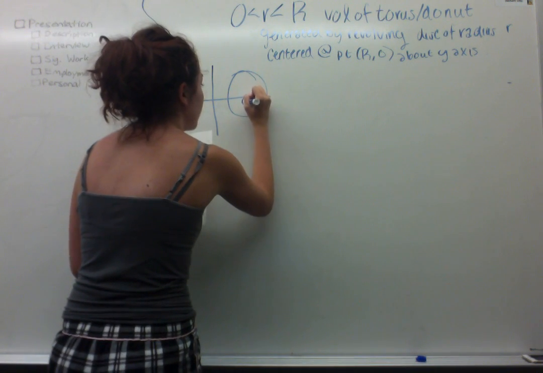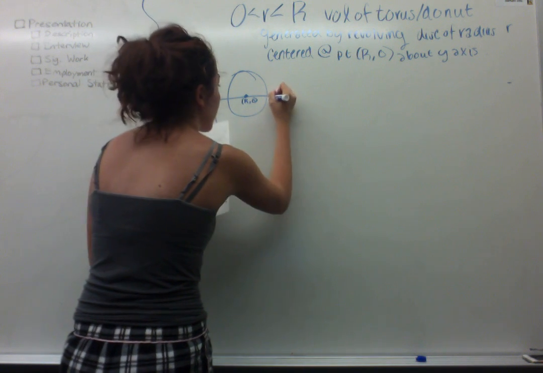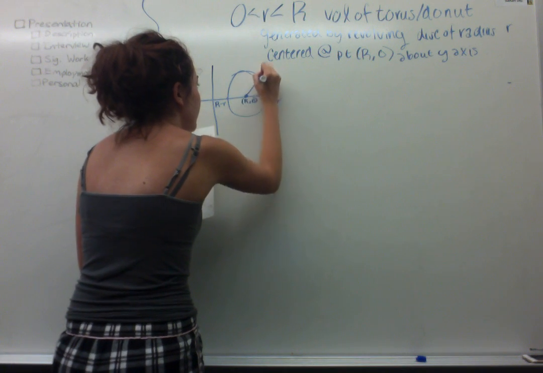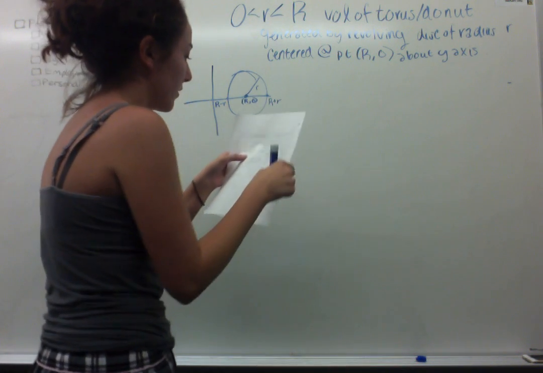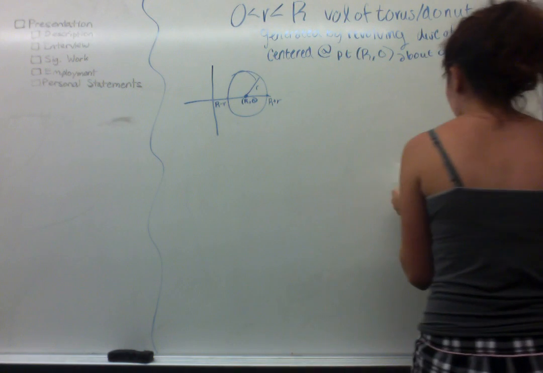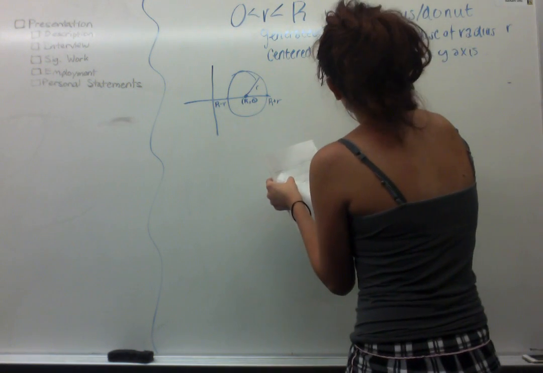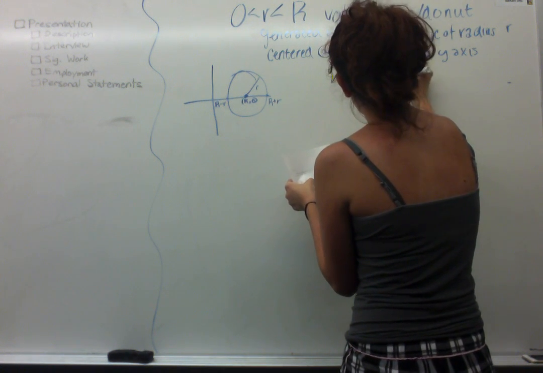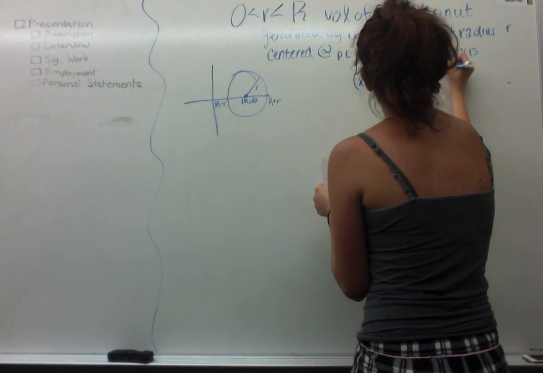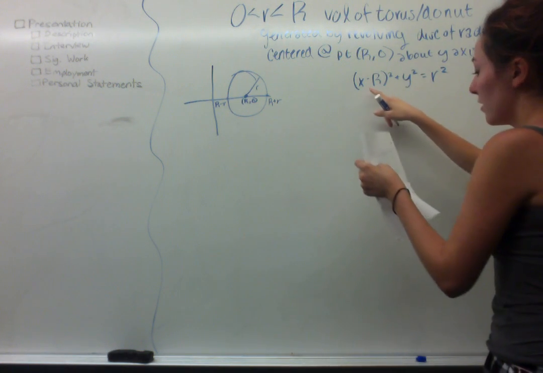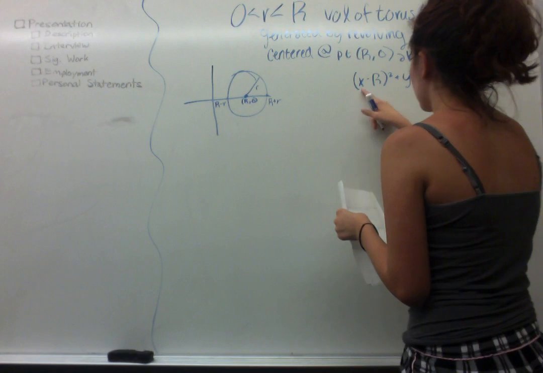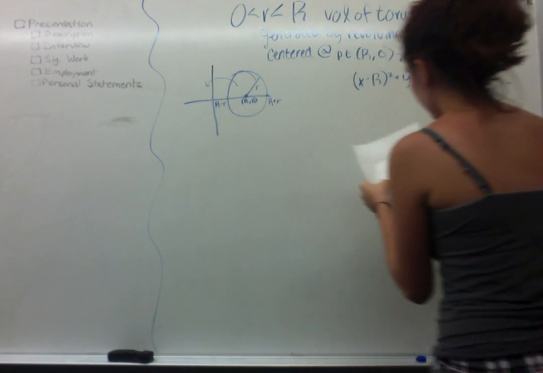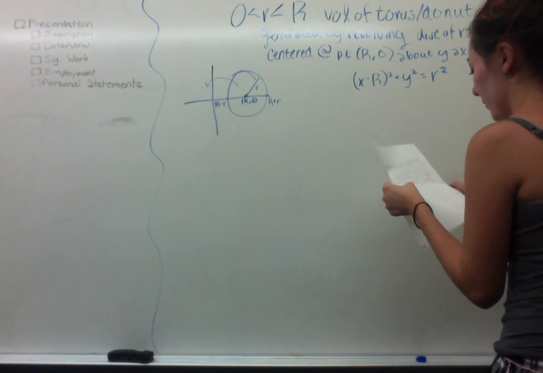centered at (R, 0) with points R plus r, R minus r, and this is our little r, which is our radius. So first of all, we're going to start by solving for x. We have (x minus R) squared plus y squared equals r squared, and we solve for x since this is being revolved around the y-axis. So we can have this in terms of y.